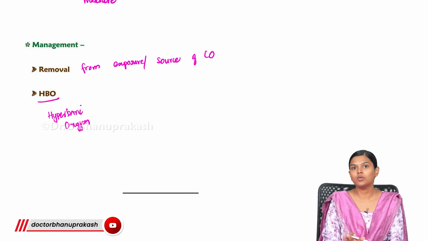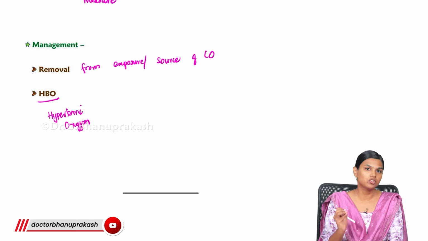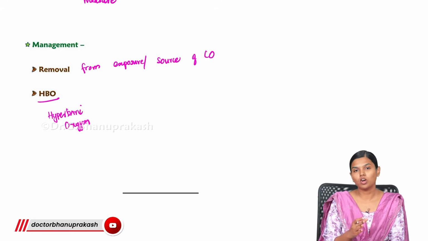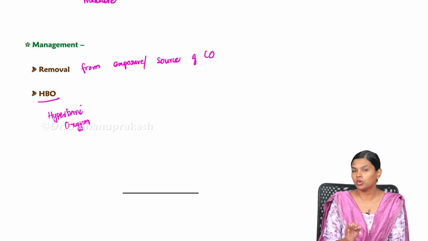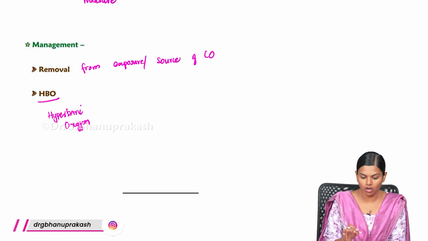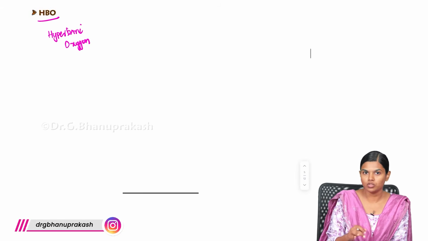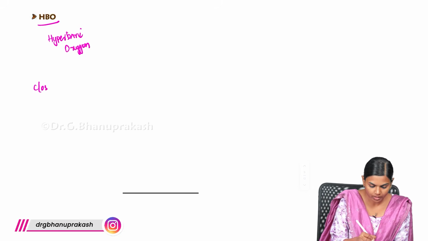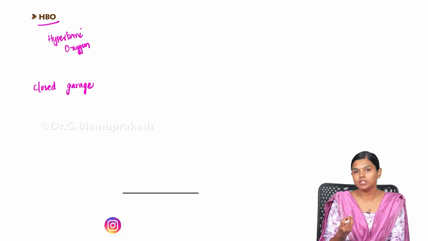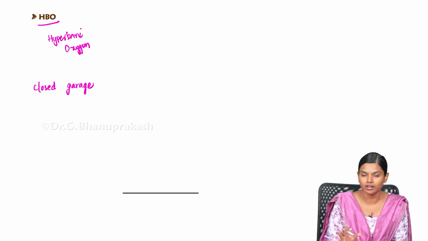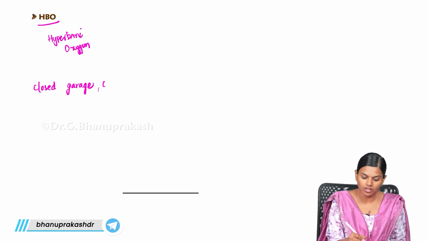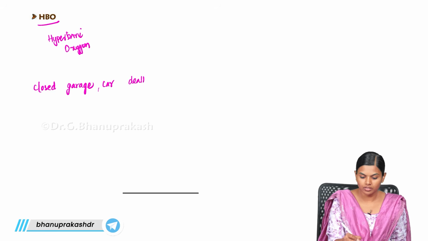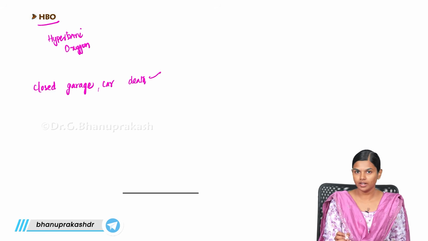So, carbon monoxide simply attaches to the hemoglobin, so that oxygen will not be attached and not delivered to the body. This is how carbon monoxide toxicity happens, and it is most commonly seen in closed garages. Carbon monoxide is produced because of incomplete combustion of carbon, right? So, it is commonly encountered in closed garage and closed car deaths. This is where you will get carbon monoxide poisoning.